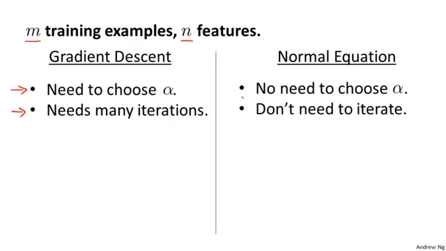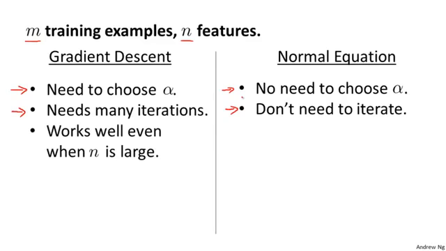As for the normal equation, you don't need to choose any learning rate alpha, so that makes it really convenient, makes it simpler to implement. You just run it, and it usually just works. And you don't need to iterate, so you don't need to plot J of theta, check for convergence, and take all those extra steps. So far, the balance seems to favor the normal equation. Here are some disadvantages of the normal equation and some advantages of gradient descent.